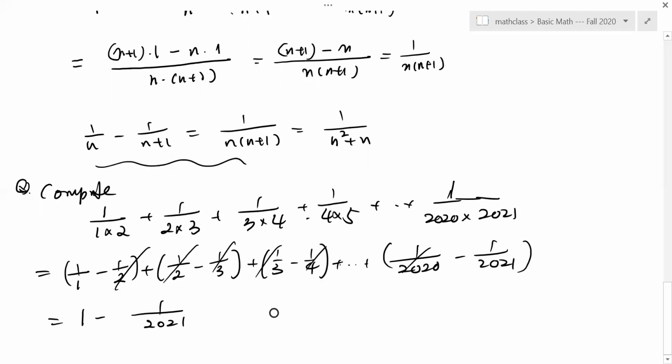Okay, so then you combine them. It's going to be 2021 minus 1 over 2021, which is 2020 over 2021. It's almost equal to 1. So many small numbers adding together, it's almost equal to 1. Okay, great.